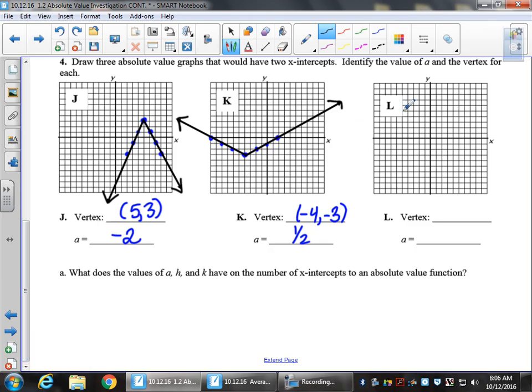So graph L will be for you to work on, and can you make a generalization on the effect of a, h, and k on the number of x-intercepts? Discussing x-intercepts is where class will start again with the notes tomorrow. I would like you to have a couple minutes to get started on tonight's homework.